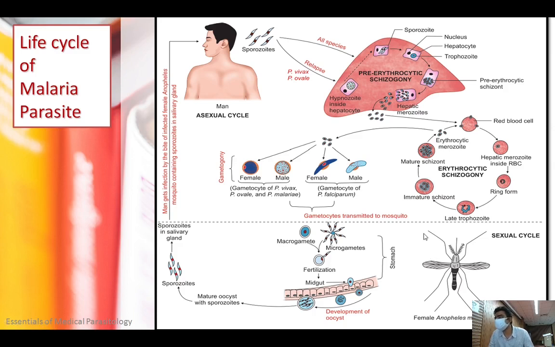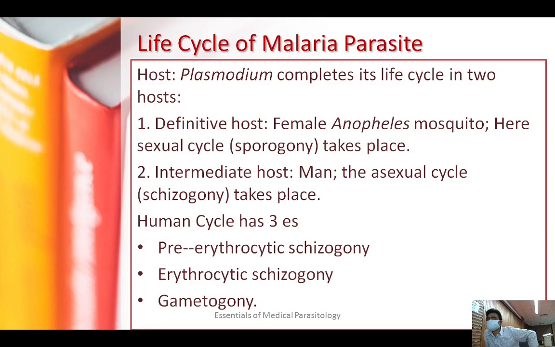What do you mean by a definitive host? What happens in a definitive host? What is an intermediate host? I kept stressing this in my earlier slide. Anyone? Sir, the definitive host is where the sexual cycle takes place. An intermediate host is where the asexual cycle takes place. Yes. Okay, so remember this. Please don't forget this.